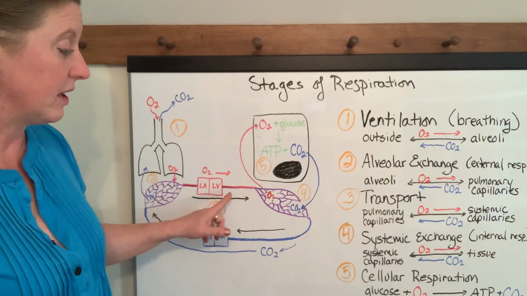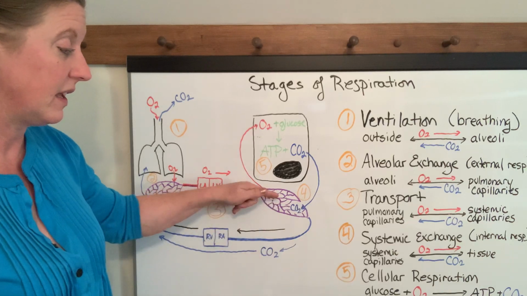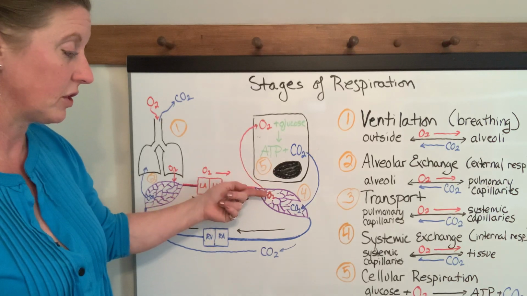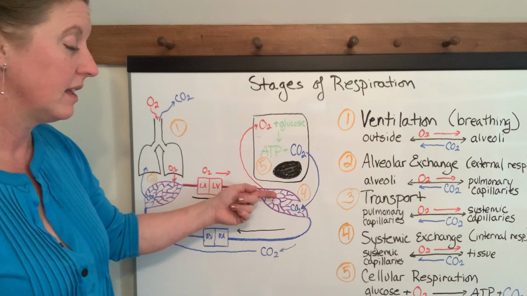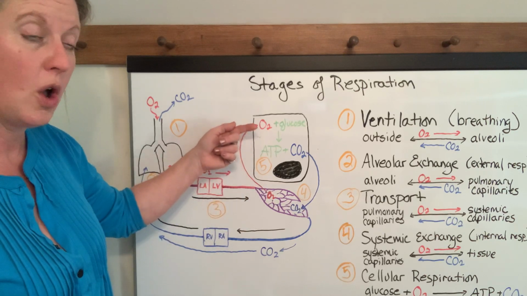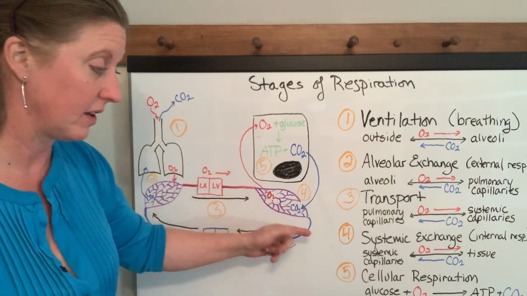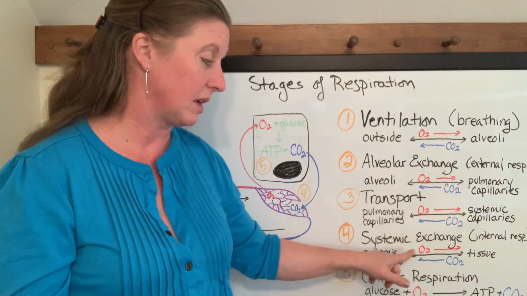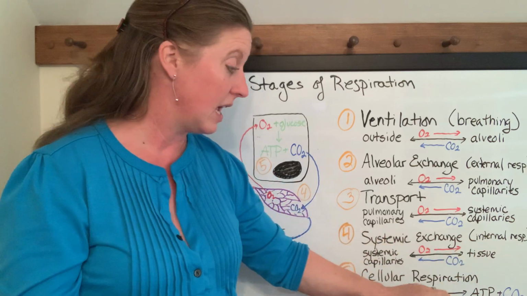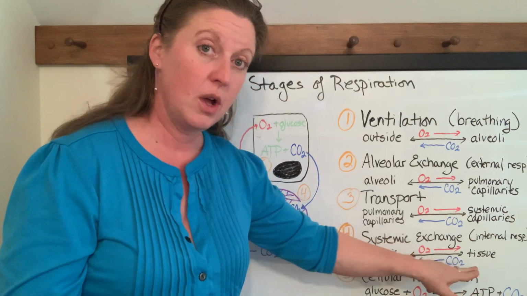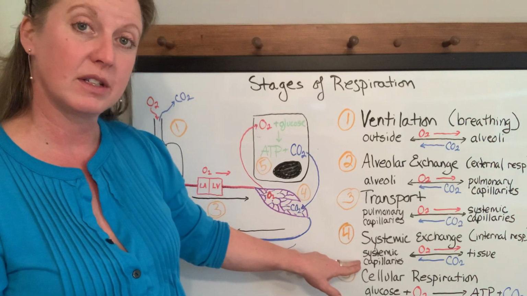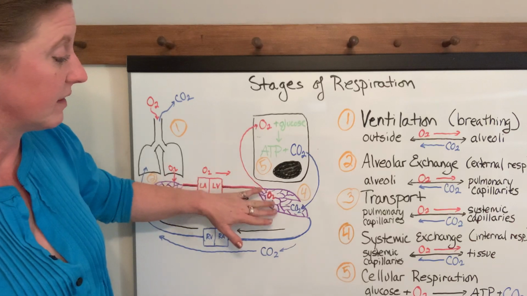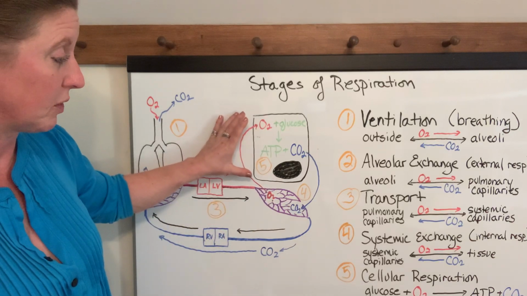All right, after we've gone through transport, then it's time for systemic exchange, also known as internal respiration. And here we're talking about the movement of the gases from the systemic capillaries to the tissue, or from the tissue to the systemic capillaries. Just like in the other examples, oxygen moves in one direction from the systemic capillaries to the tissue where it's going to be used, and carbon dioxide moves from the tissue where it's produced to the systemic capillaries so that it can be on its way out. After the systemic exchange comes cellular respiration.